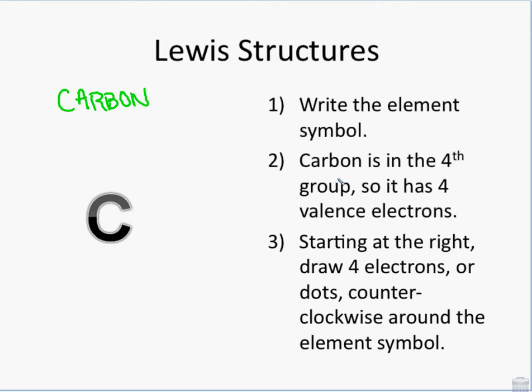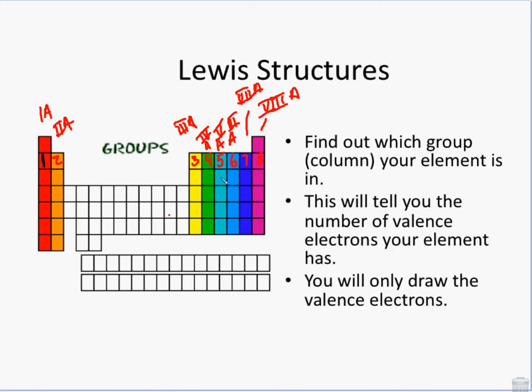Step 2. We need to find out how many valence electrons carbon has. And actually, if we go back to this slide really quick, carbon is right there. This is carbon. Let me draw that in black.